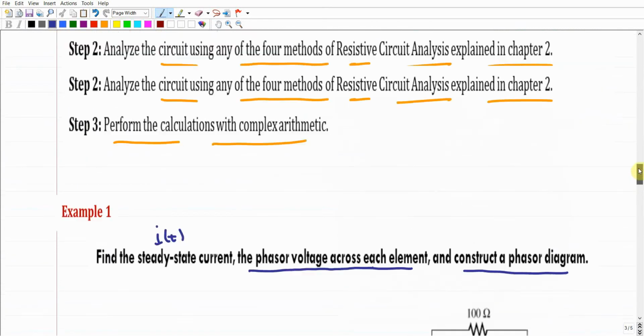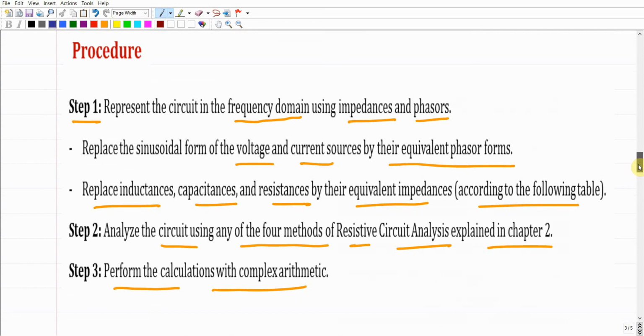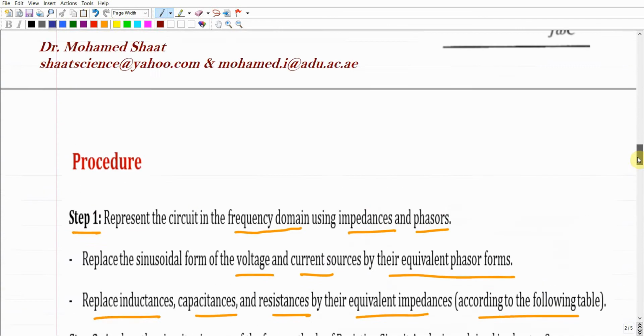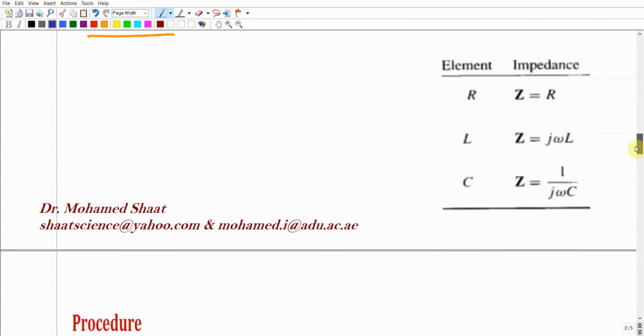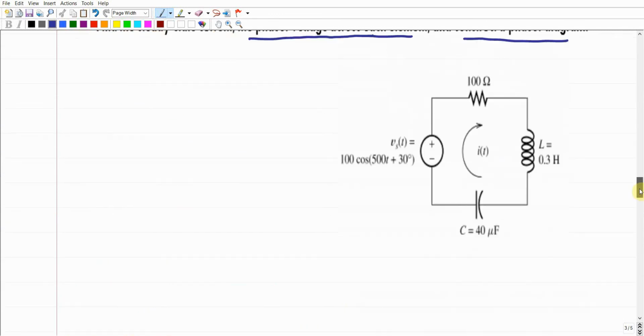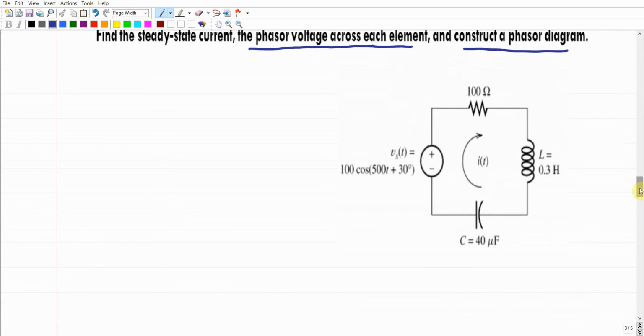So let us stick to the procedure. What was this first step? Convert to the frequency domain. How? Convert any given current or voltage into phasors, and convert the electrical elements into impedances based on this table, right? So remember that for R, its equivalent impedance is R, the impedance of L is j omega L, and for the capacitor it is 1 over j omega C. Make sense?